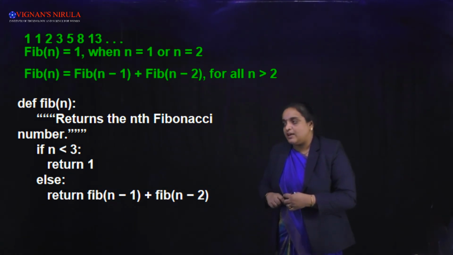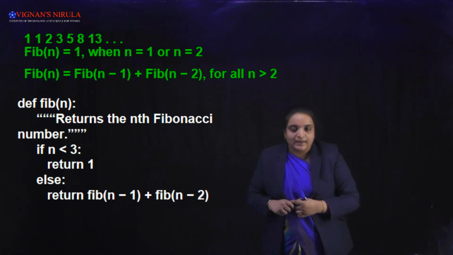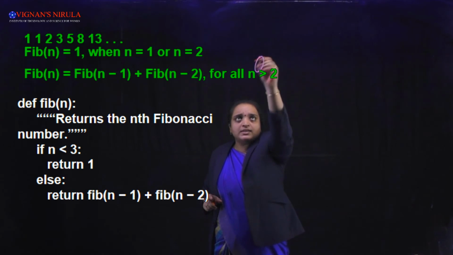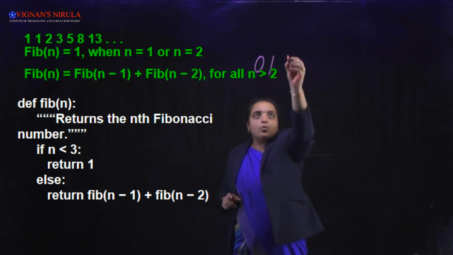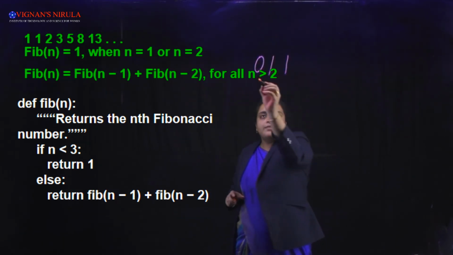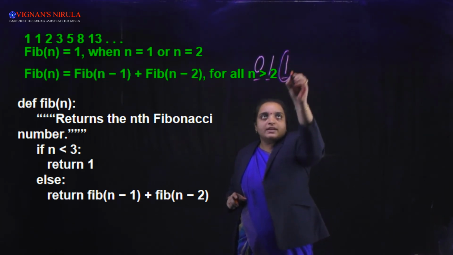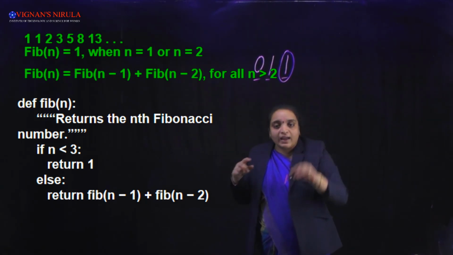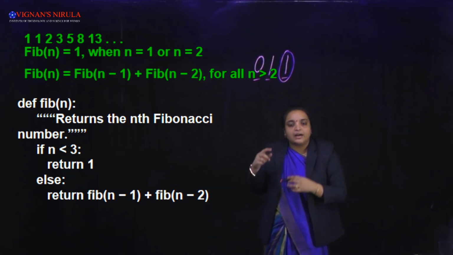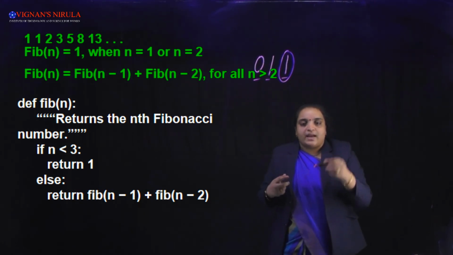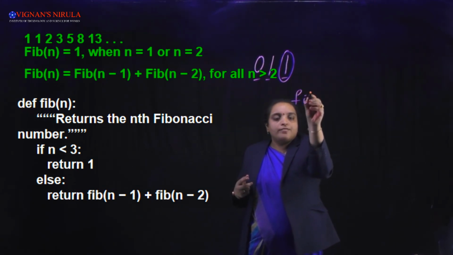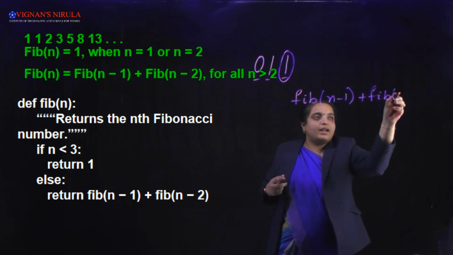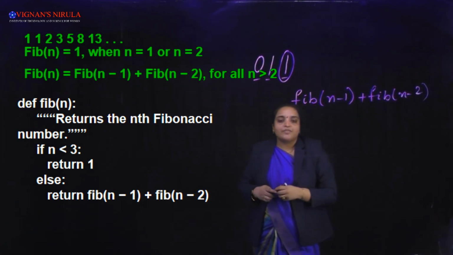If you see here, if n is less than 3, return 1. Usually the Fibonacci series starts from 0, 1, 1, isn't it? So if the n value is 3, it will return 1. Other than that, what do we have to do? You have to calculate the values again. So how will you retrieve them? fib of n minus 1 plus fib of n minus 2. How are you calculating this?